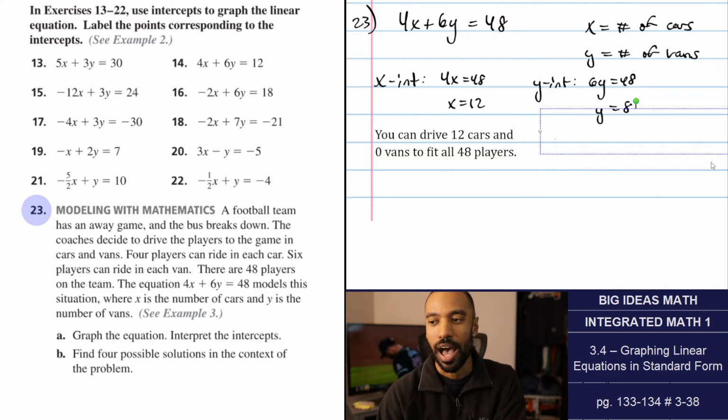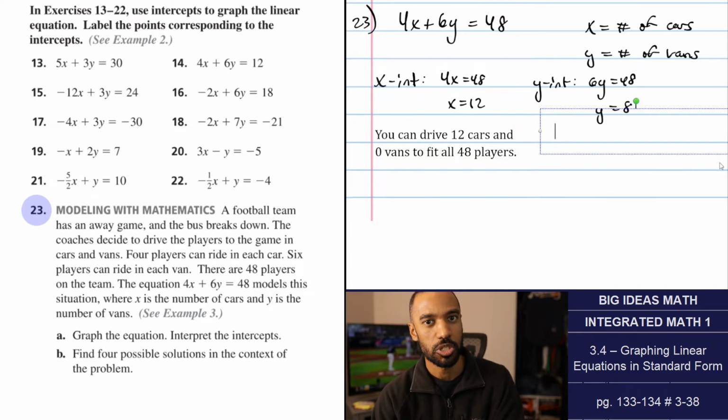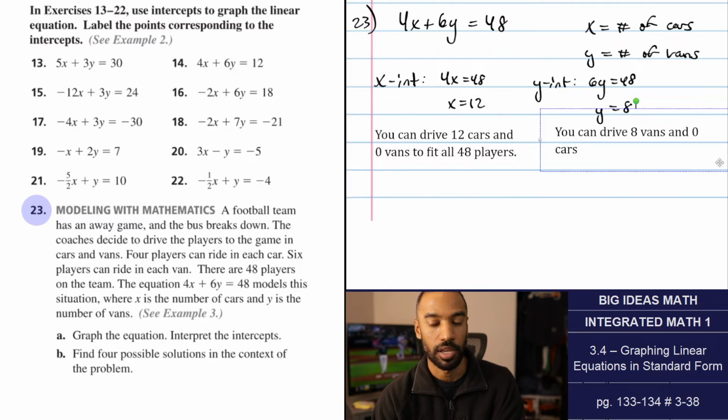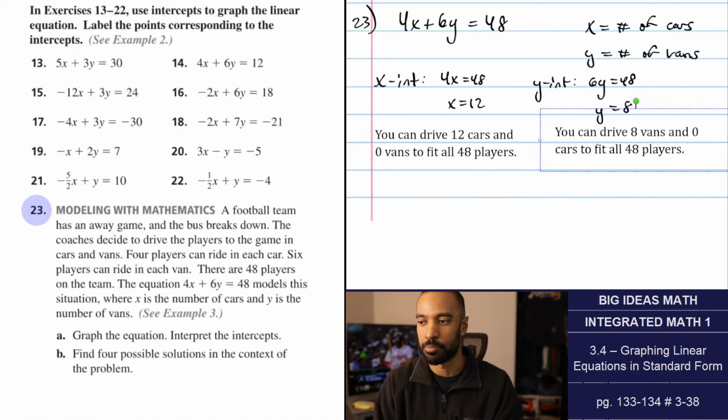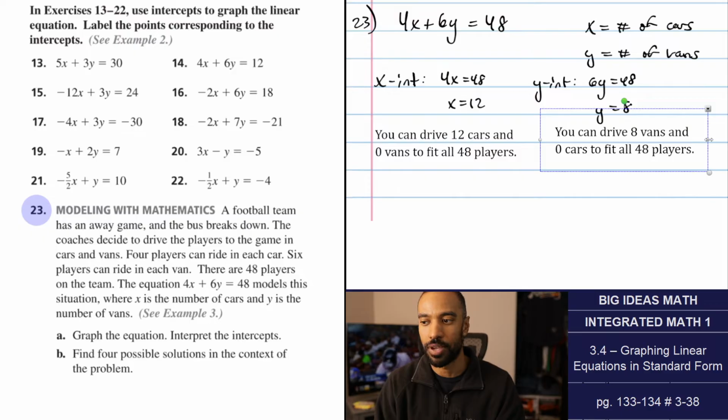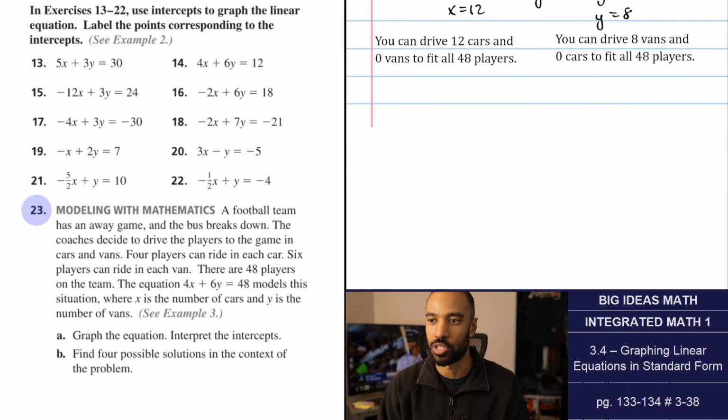Hey guys, I have a solution. I have 8 vans and we can fit 6 people per van. So you can drive 8 vans and 0 cars and still accommodate all 48 players. Are those the only options? No, but that's the interpretation of the intercepts. Those are the extreme ends. What if you had no cars to drive? What if you had no vans to drive? Could you still fit all 48 and what does it look like?